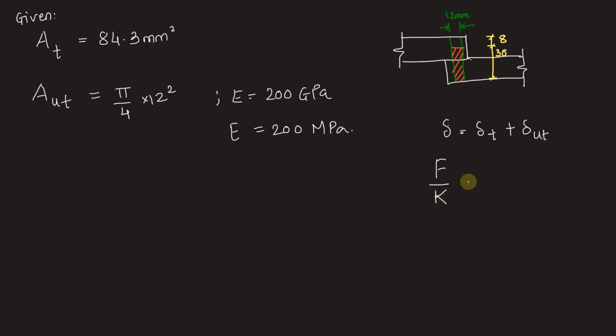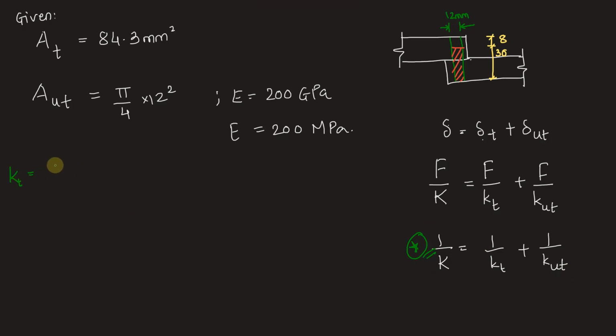Let this stiffness be capital K. It will be equal to delta T, which is simply the force applicable to the threaded part divided by the stiffness of the threaded part, plus the force applicable to the unthreaded part divided by the stiffness of the unthreaded part. We can take F common and cancel it out from both sides. So we have 1/K equal to 1/kT plus 1/kUT. This is nothing but the formula for calculating equivalent stiffness when these two parts of the bolt are in series and have different cross sections and different lengths. So let's calculate KT, KUT and then K.